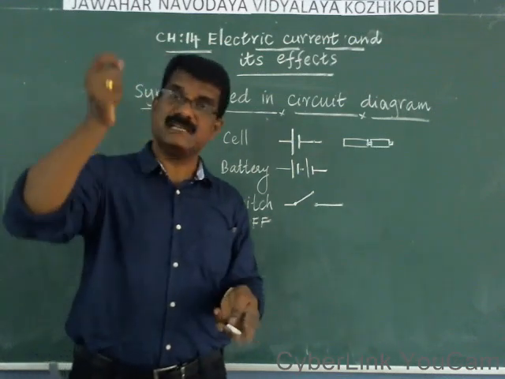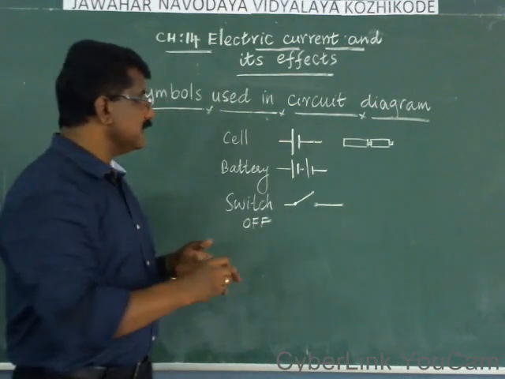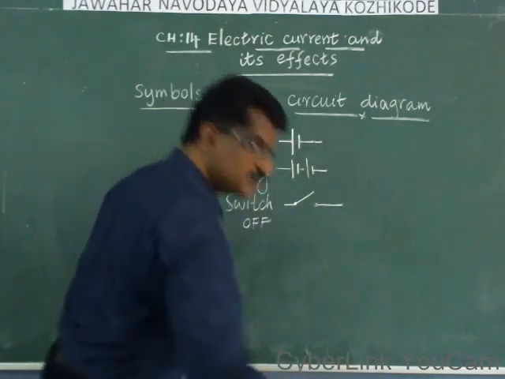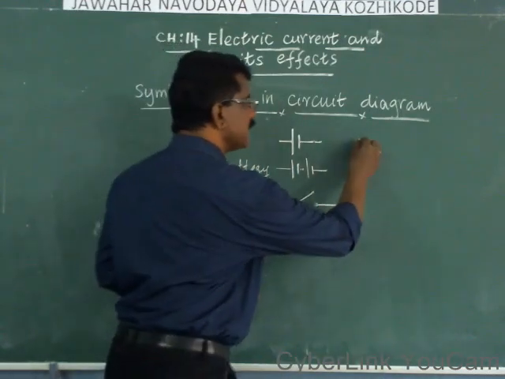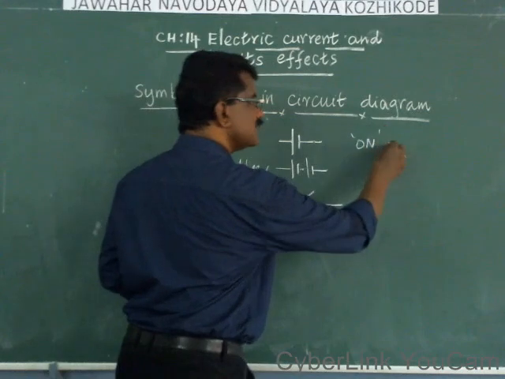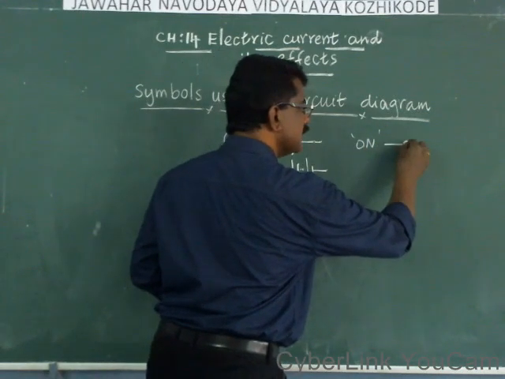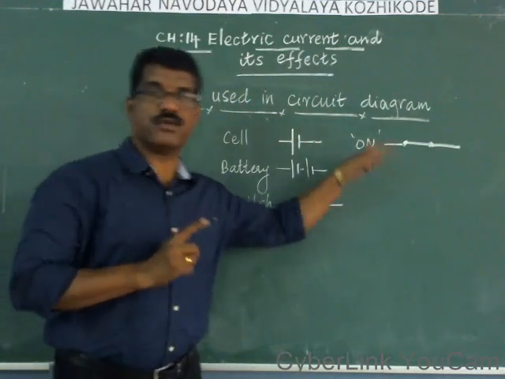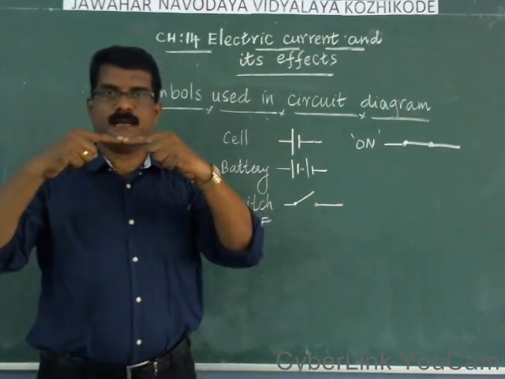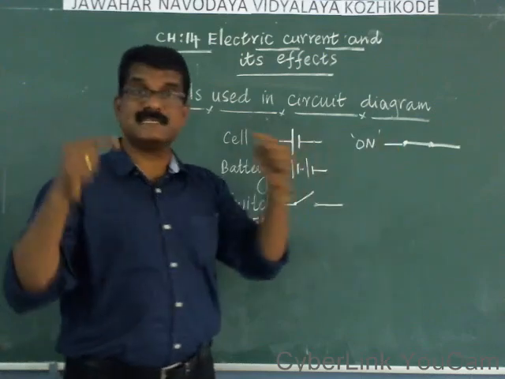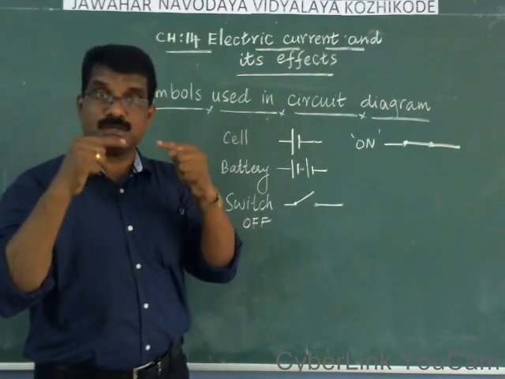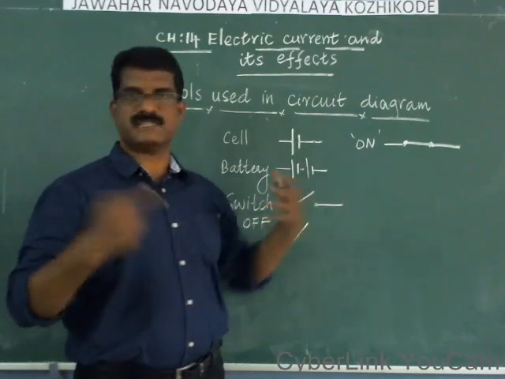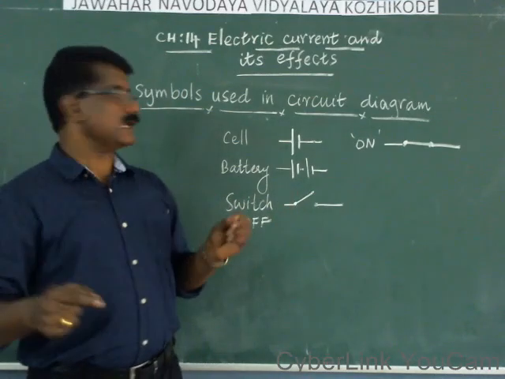And how will the switch on position be? I will write switch on position. In switch on position, see, the switch is touching both the edges. Now switch on position: the switch is touching both the wires. So this is switch on position. So this symbol also we will study and use in a circuit.